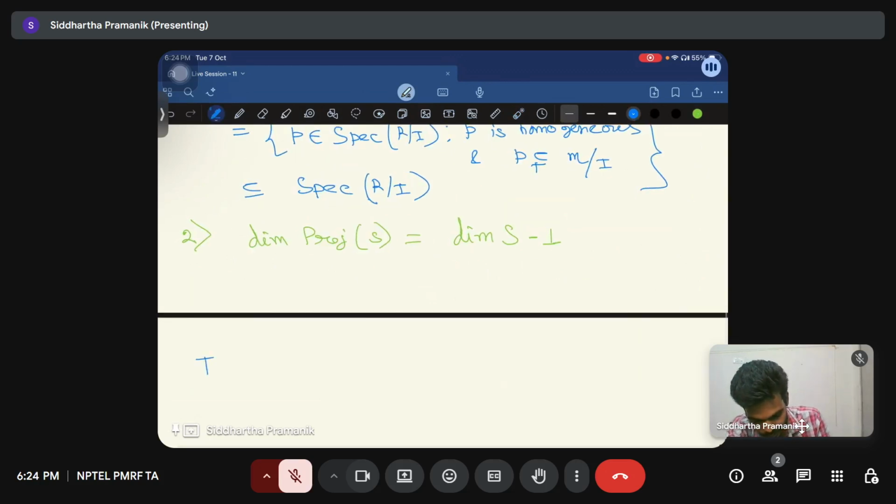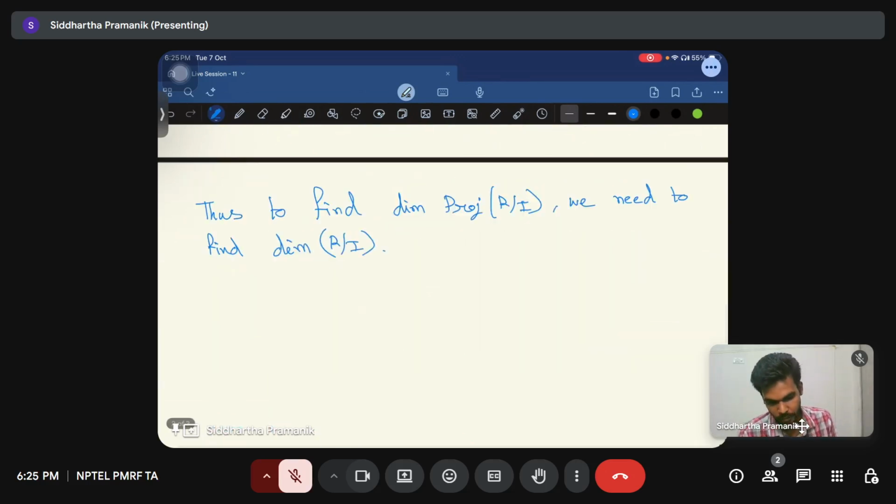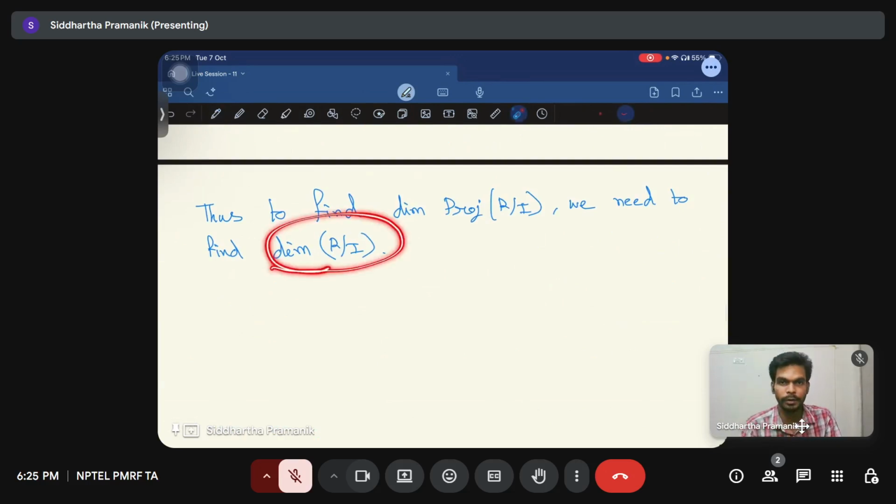So thus, to find the dimension of Proj of R mod I, we need to find the dimension of R mod I, right? So this is the final task for this problem. We have to find the dimension of this quotient ring, and this is what we have already done in the earlier live problem solving sessions.